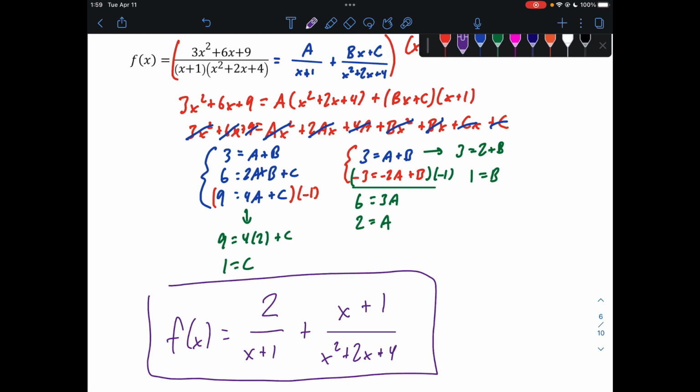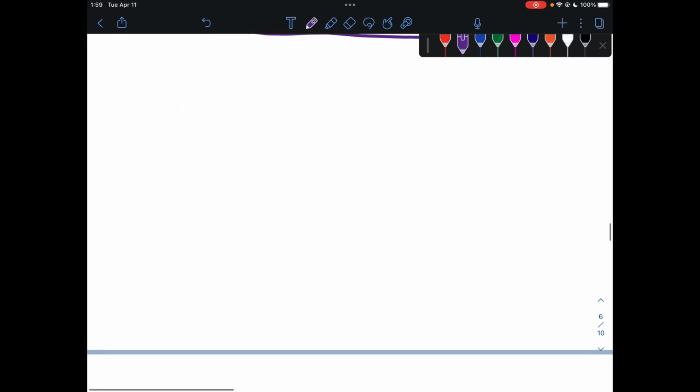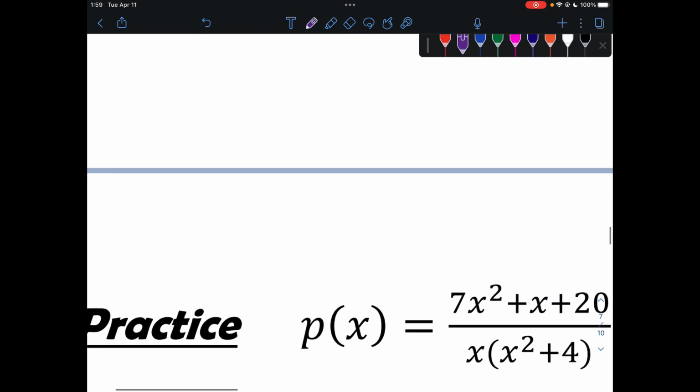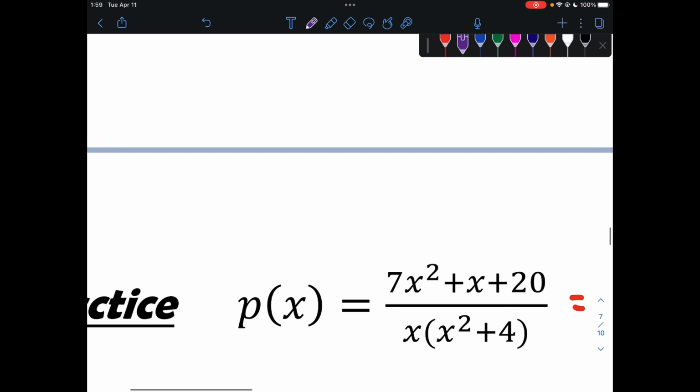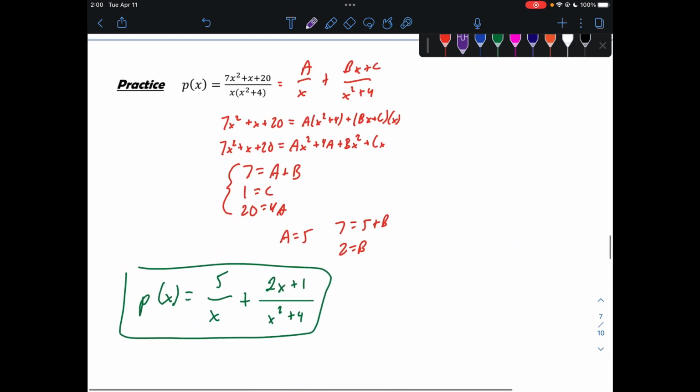Once again, take a moment, pause the video, and try the 3rd practice problem here, decomposing p of x. Now it's already in completely factored form for you. You just need to go ahead and start solving it from there. Here is the answer to the 3rd practice problem.